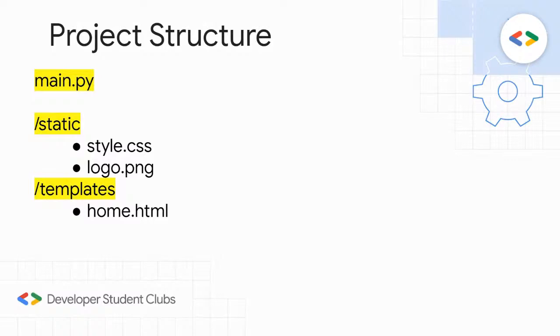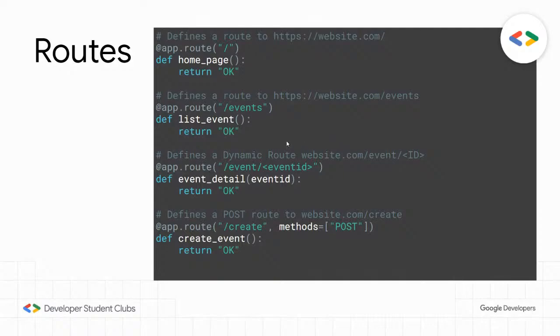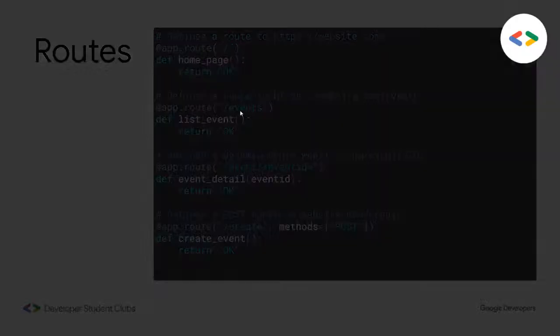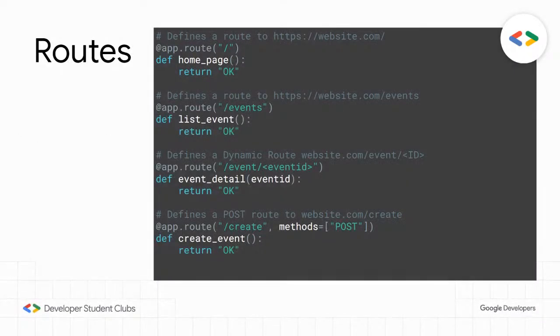When you go to a website, let's say google.com, and then /search, you're accessing Google's search route. We're going to talk a little bit more about that in the next slide. So routes are basically paths for your website or your API. This is where you decide which URLs in your project are valid and what kind of content you display on each one of them.